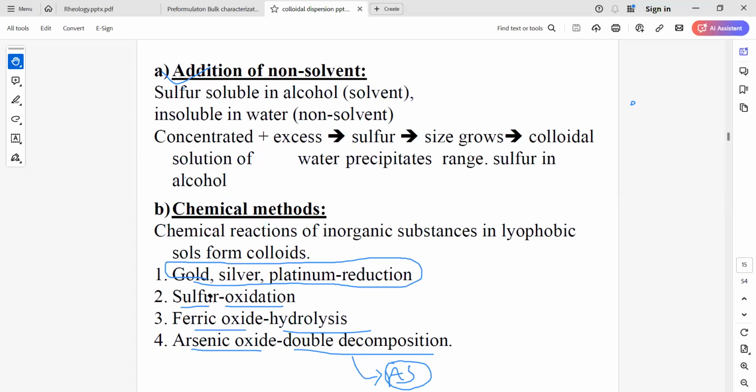Any question, anyone? Remember the difference between lyophilic and lyophobic, and the different methods to prepare lyophobic colloids. Why are special methods required for lyophobic colloids? Because they are not stable. So that's why special methods are required.